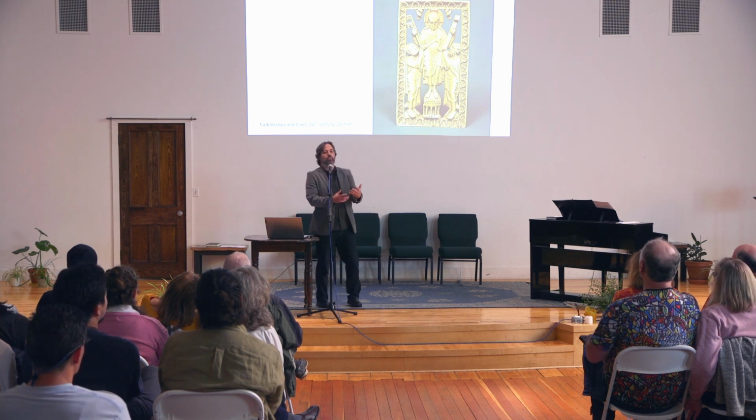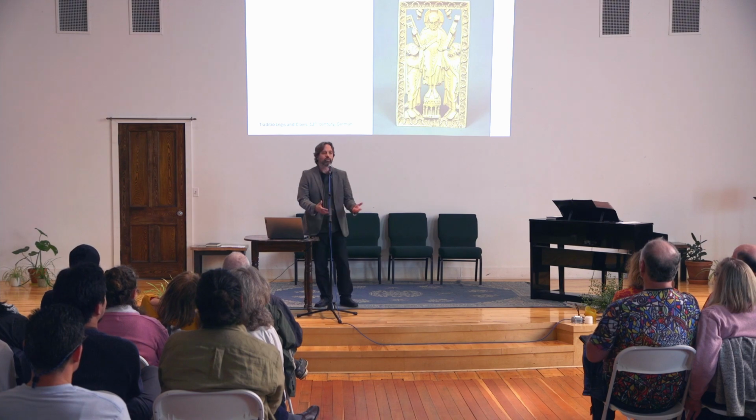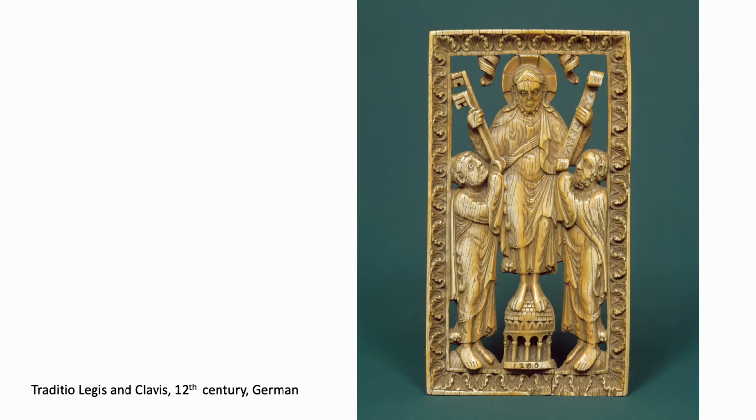So what is going on? What is he doing? Why is he giving the keys to St. Peter? Why is he giving the law to St. Paul? And the answer is in the image of Christ himself. And so the image of Christ has two sides. I told you, he's got one side where he is addressing, and he has another side in which he's holding a book. Now, these are two aspects of the way that reality presents itself to you again.